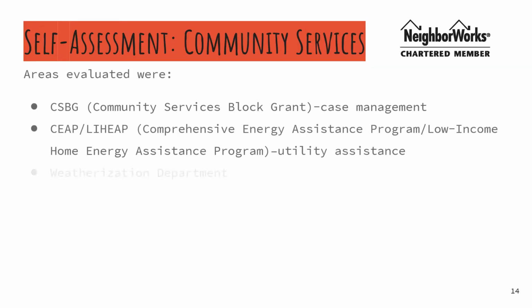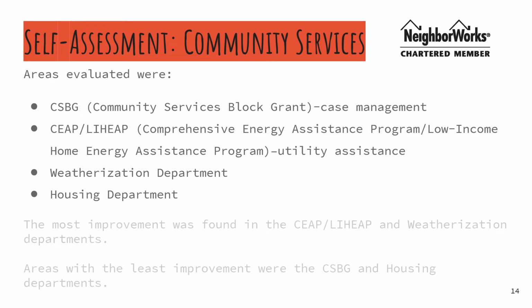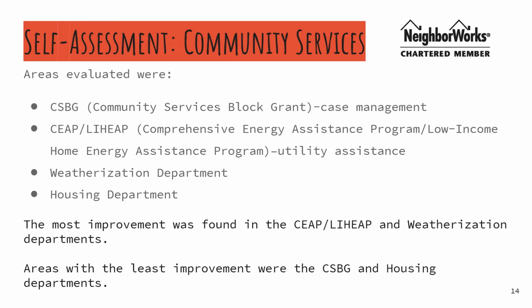So let's talk about self-assessment and community services. Areas evaluated were the CSBG, which is Community Services Block Grant, which consists of case management, CEAP and LIHEAP, which is the Comprehensive Energy Assistance Program and the Low Income Home Energy Assistance Program, otherwise known as Utility Assistance, our Weatherization Department, and our Housing Department. The most improvement was found in CEAP, LIHEAP, and Weatherization Departments. Areas with the least improvement were the CSBG and Housing Departments.